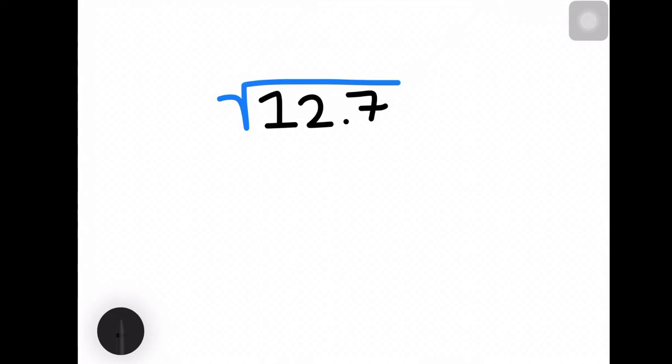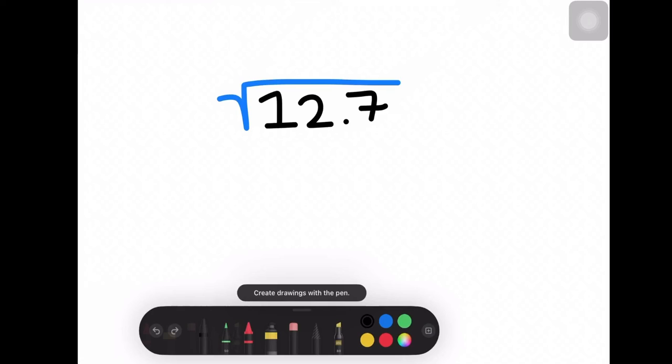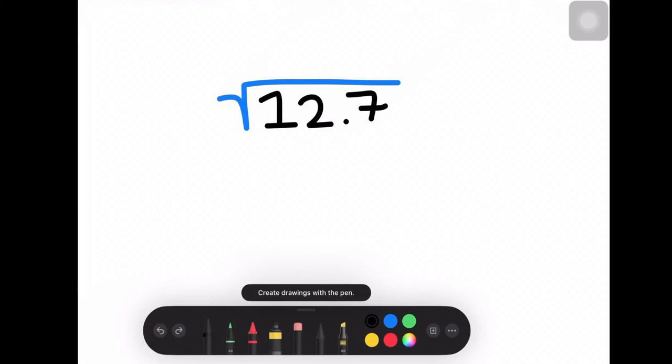Today we are going to be learning how to solve a square root without using a calculator, using this demonstration, 12.7. So what is this rhythm? What is the cycle in order to get number by number to form an answer of the square root?